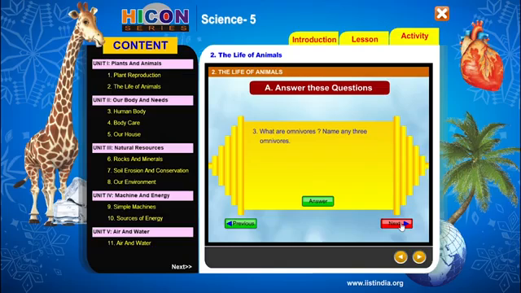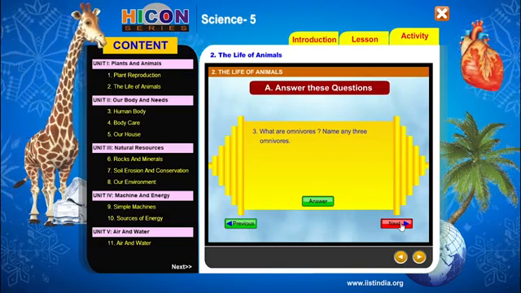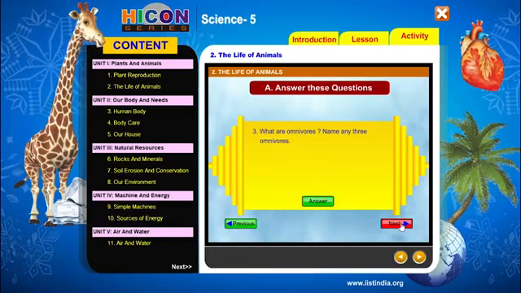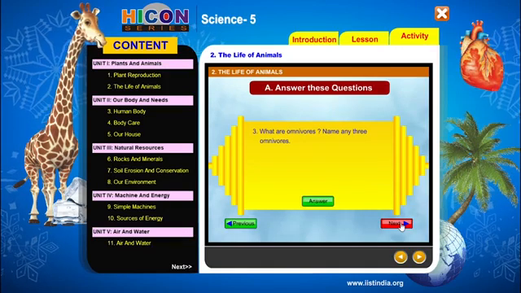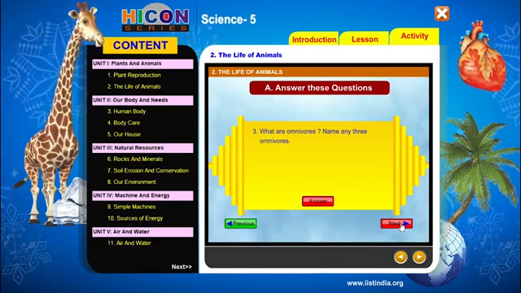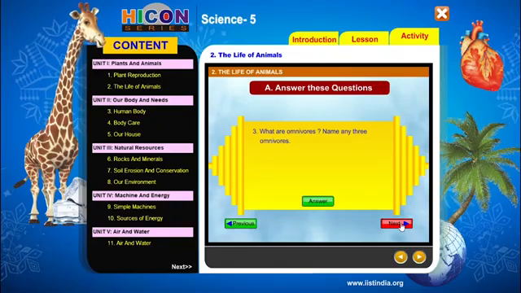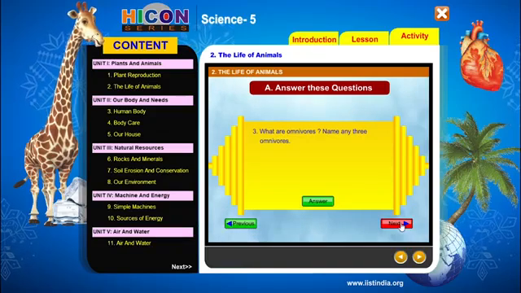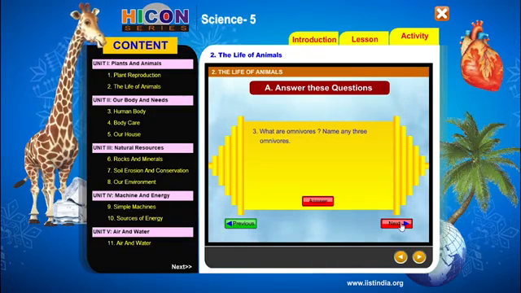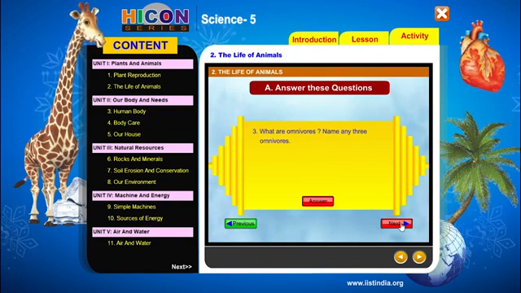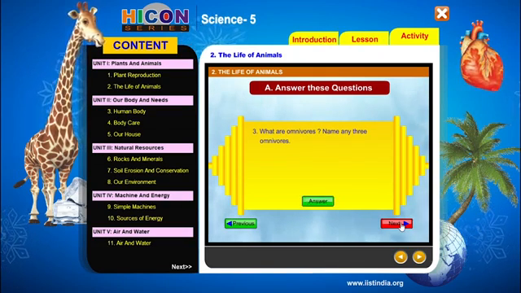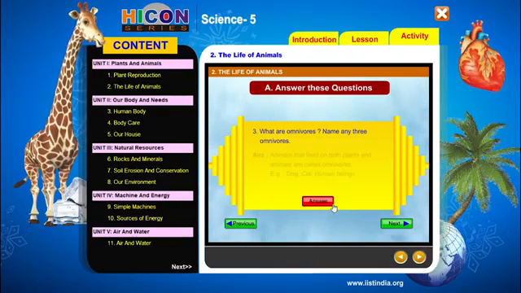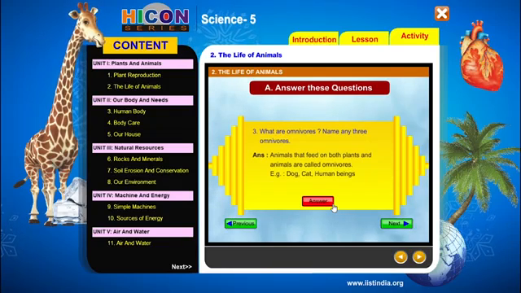So children, see the third question: what are omnivores? Name any three omnivores. See the question again. What are omnivores? Name any three omnivores. Can you answer this question? We have already discussed the four types of animals: herbivores, carnivores, omnivores and insectivores. So children, see the answer for this question.